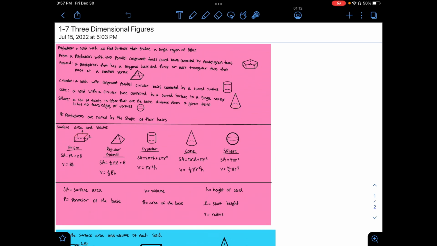And a sphere is just a set of points in space that are the same distance from a given point. So it has no faces, edges, or vertices. And polyhedrons are named by the shape of their bases.